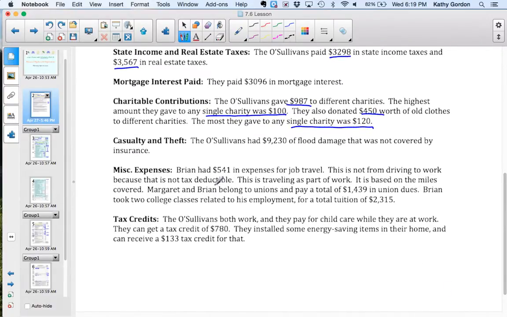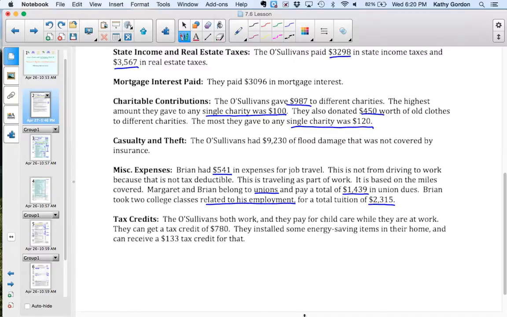we see here that Brian had $541 in job travel. Notice this is not driving back and forth to work because that is not tax deductible. It is driving within the job that is tax deductible. They also belong to unions, so they paid $1,439 total in union dues. And then Brian also took a couple of classes related to his employment, and so that can also be considered.